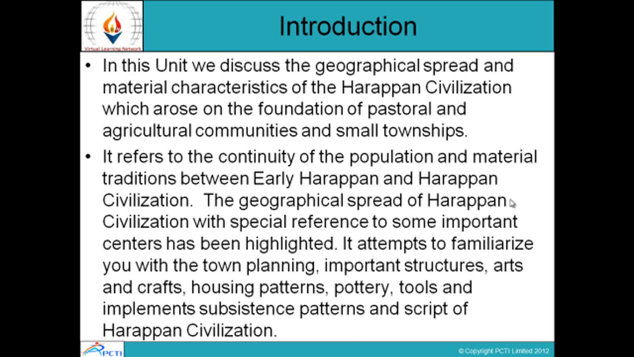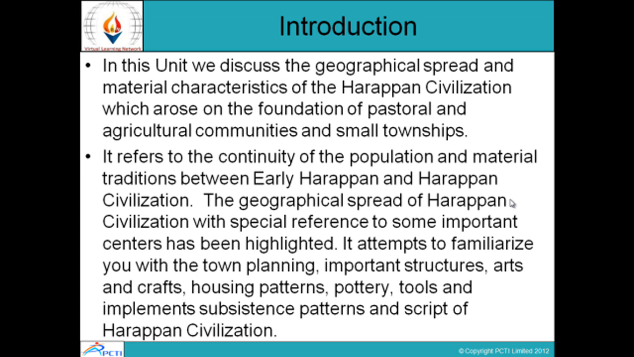Introduction. In this unit, we discuss the geographical spread and material characteristics of the Harappan civilization, which arose on the foundation of pastoral and agricultural communities and small townships.